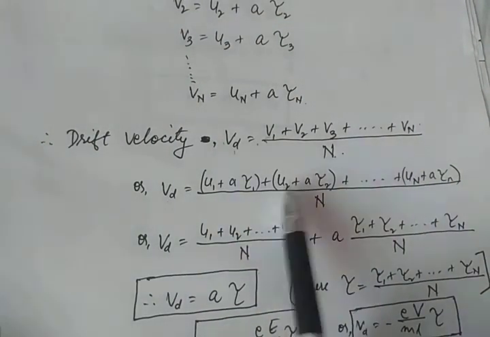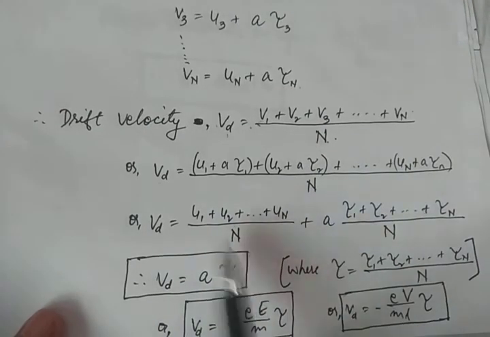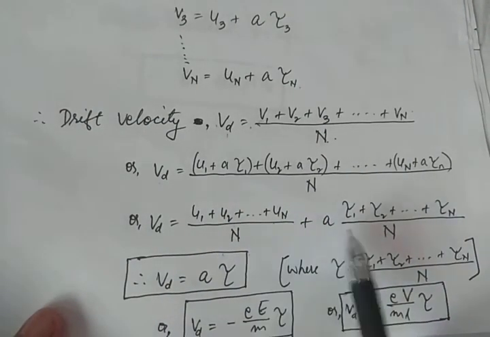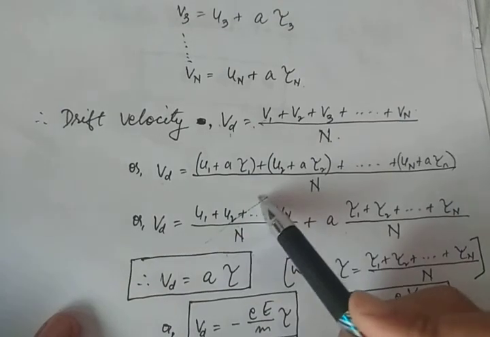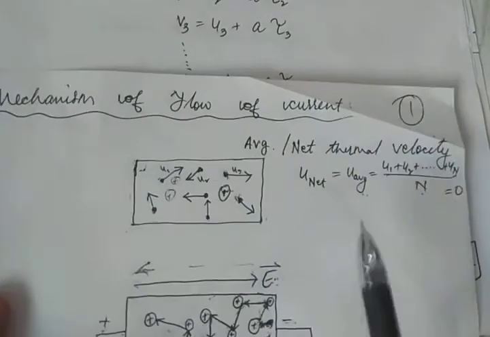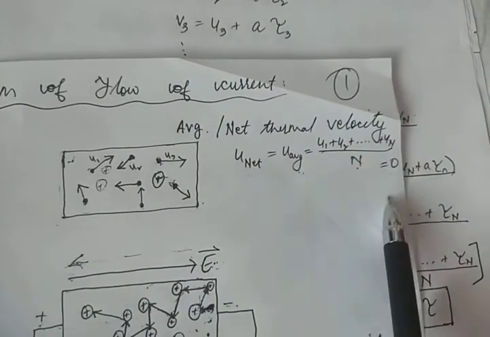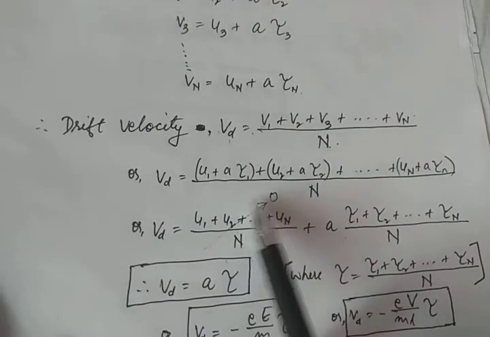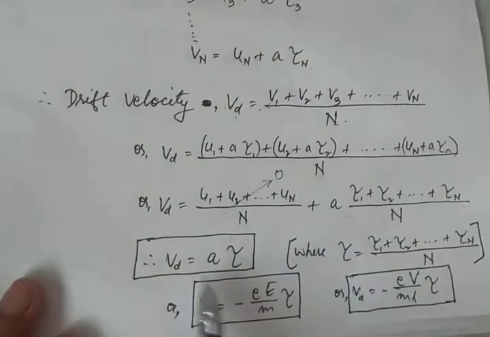Separating these terms, vd is equal to u1 plus u2 plus dot dot dot un divided by N, plus a into tau 1 plus tau 2 plus dot dot dot plus tau n divided by N. We've already seen, as we mentioned at the very beginning, that the average of the thermal velocity, or the net velocity, is equal to 0. So this is 0, and we are only left with this term. So vd is a tau.